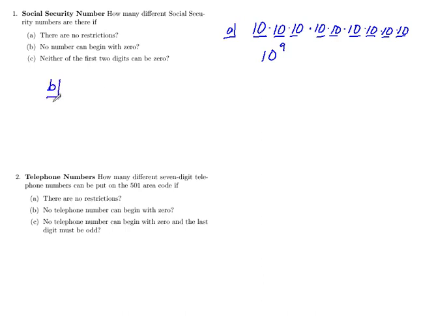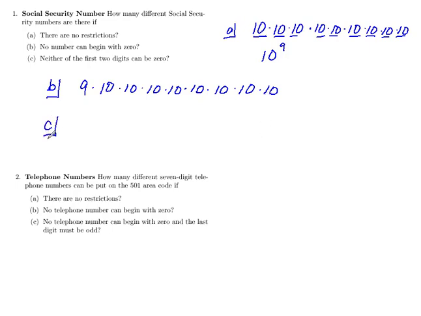Now part B says no number can begin with a 0. So we still want a Social Security number, we just don't want to start with a 0. So really the answer for part A is the starting point. The only thing that changes is that first spot. Can't have a 0 there. That means there are 9 digits that are available for that first spot. All the rest of the spots have 10 digits that can be in that location. So 9 times 10 to the 8th.